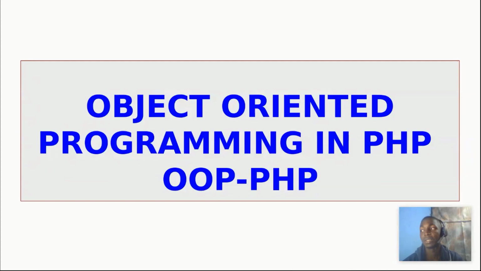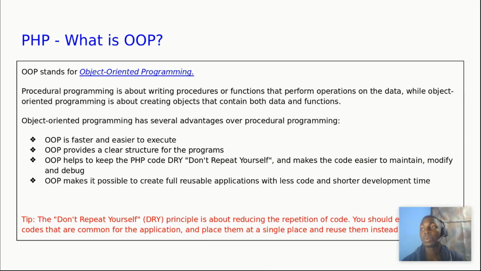Object-oriented programming in PHP, in short OOP, you might want to ask what that exactly is. Like we said, it has several advantages over procedural programming that we'll come to see. Like I said before, procedural programming is about writing procedures or functions that perform operations on data. Now, object-oriented programming is about creating objects that contain both data and functions.